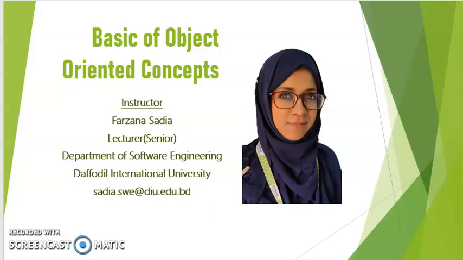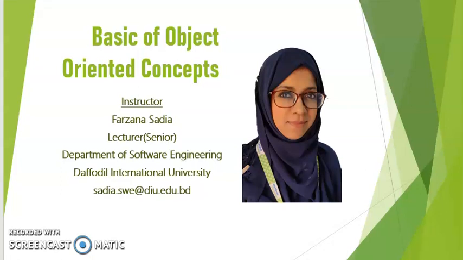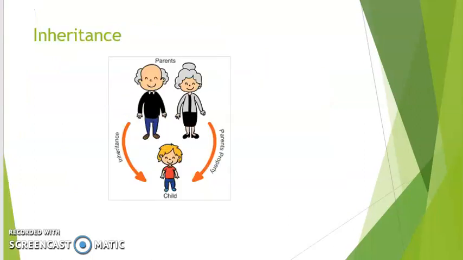Welcome to my course. In this session, we will learn a basic object-oriented concept, which is inheritance. We will be able to know the basics of inheritance. So what is inheritance? Whenever a child inherits all the things of his or her parents, that is called inheritance. Inheritance means the things which someone inherits from his or her parents.